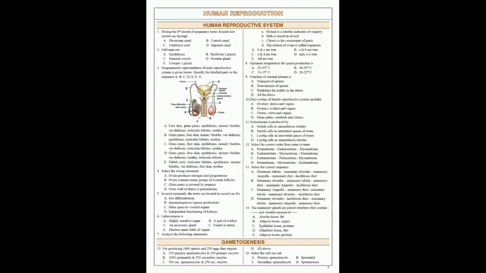Chalo, question number one. During the eighth month of pregnancy, testis descend into scrotal sac through... So during the eighth month of pregnancy, testis descend into scrotal sac through inguinal canal is the correct answer. Inguinal canal. So we know that the testis descent takes place through the inguinal canal.